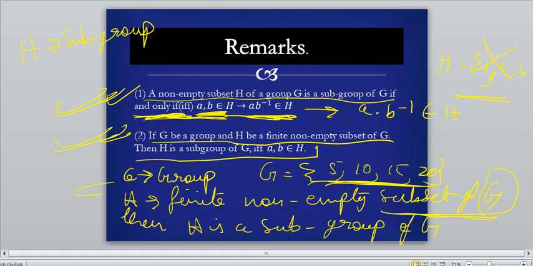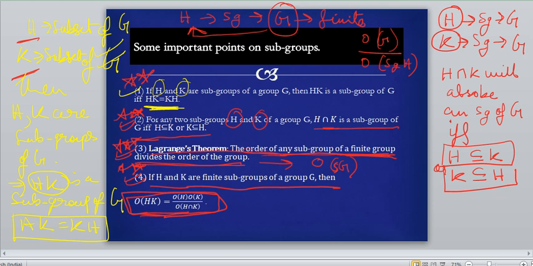Then we moved on to some important points on subgroups, and that was the last of it. There was nothing more beyond this that we did in this part of group theory.